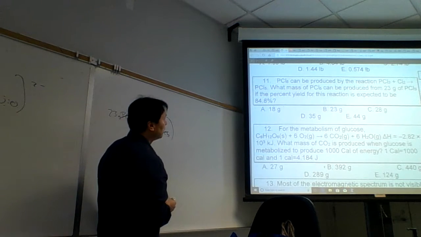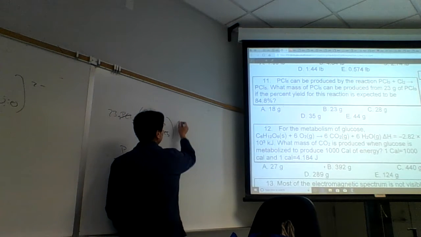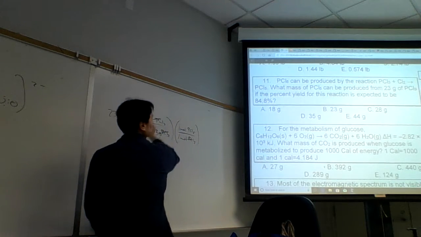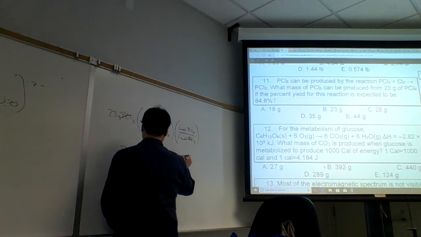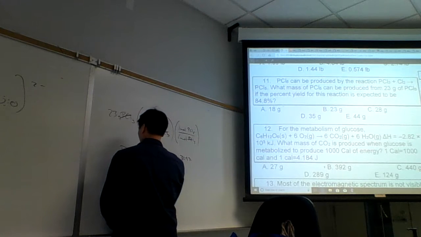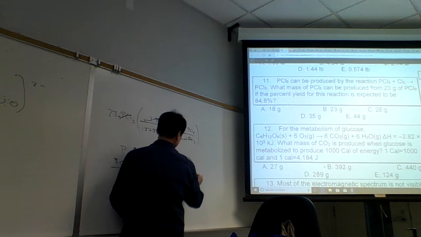All right, then what is the percent yield? 84. Okay, we want PCl5. And so it looks like it's a 1-to-1 mole ratio, so 1 mole of PCl5 for every 1 mole of PCl3. Then let's get the molar mass of PCl5. So phosphorus 30.97, and 5 chlorines, 5 times 35.45.